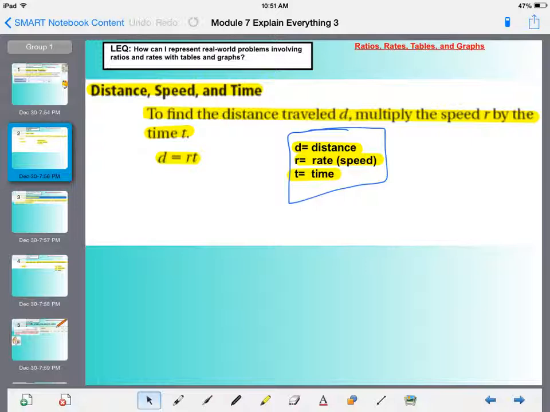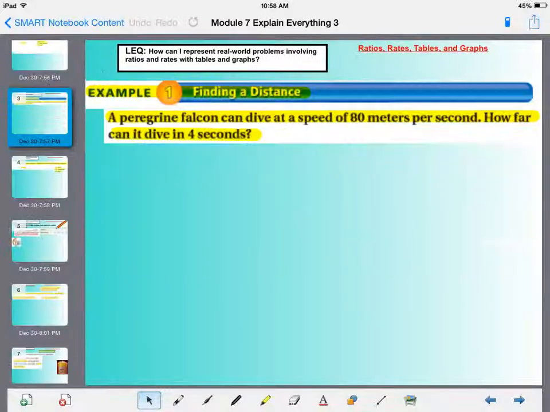I did tell you guys that you will have this distance formula given to you on the reference sheet. D equals R times T, or distance equals rate or speed times time. So you don't need to memorize it, but you certainly need to know how to use it and how to apply it. So let's take a look at an example where we would have to find the distance.